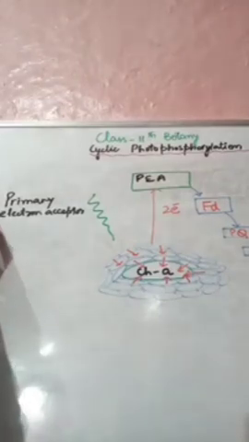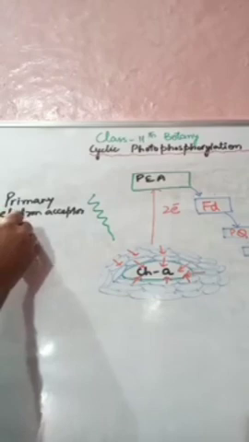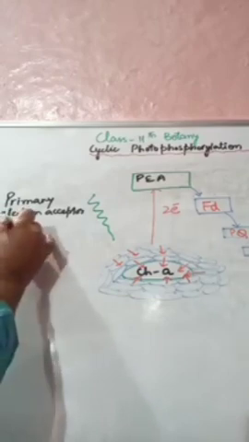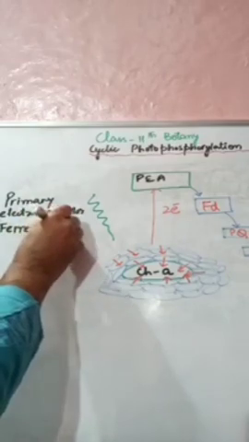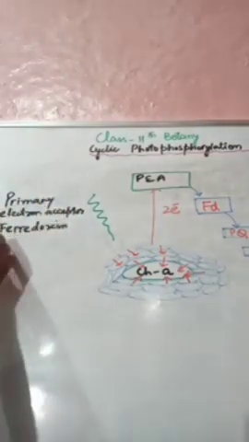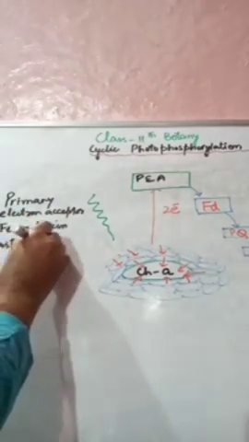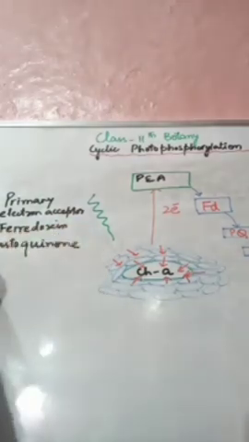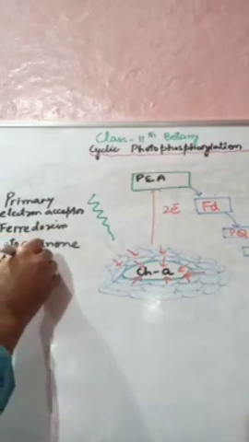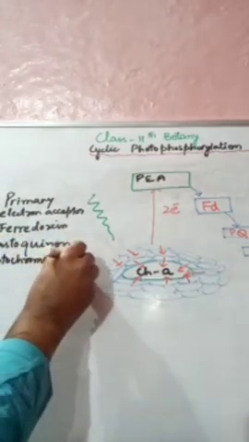I will write here these abbreviated forms, then it becomes somewhat easier. FD is ferredoxin. Then we have PQ, which is plastoquinone. Then we have CY, which is the cytochrome complex. Then we have PC, which is plastocyanin.